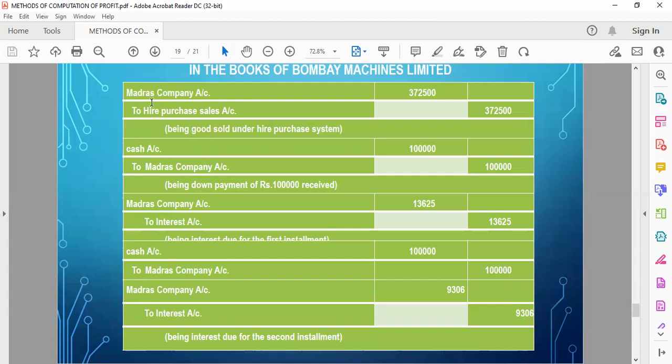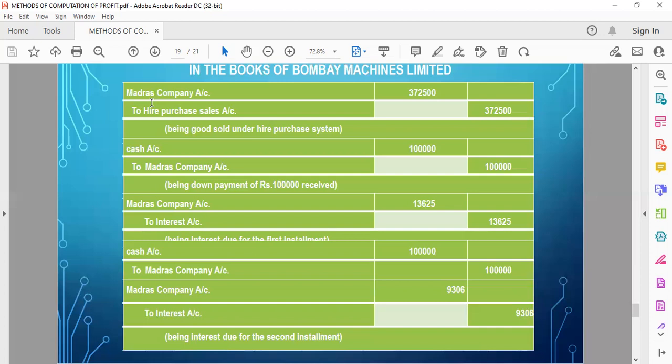Okay. The next journal entry. Cash account debtor to Madras Company account. Okay. Cash, how much they are receiving? 1 lakh rupees, right? Each installment they are giving 1 lakh rupees, including the interest. Cash account debtor 1 lakh to Madras Company account 1 lakh. Being first installment received.